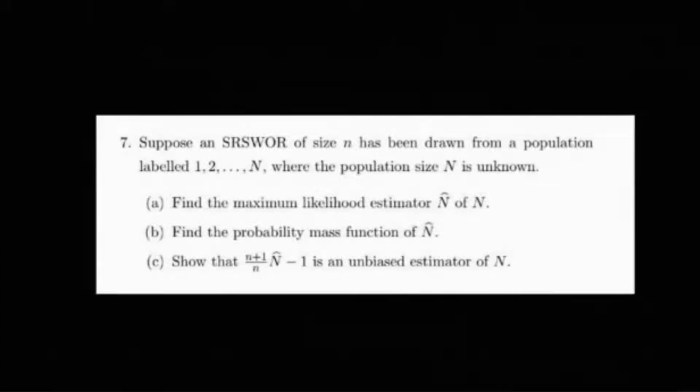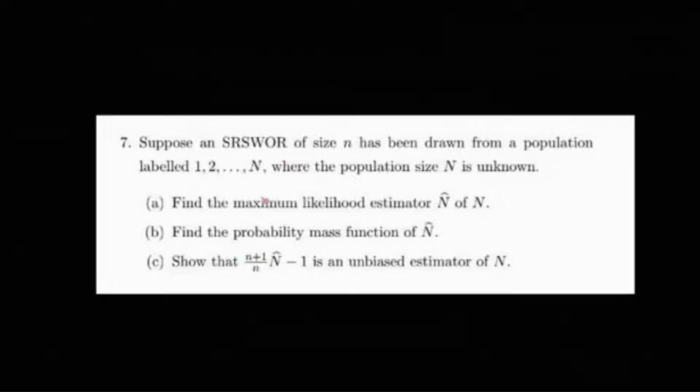Today we are going to solve this problem from ISI MStat 2019, problem number 7 from the PSB section. The problem says that suppose an SRSWOR of size n has been drawn from a population labeled 1 up to N, where the population size capital N is unknown. First, find the maximum likelihood estimator N hat of N. Second, find the probability mass function of N hat. And lastly, show that (n+1)/n times N hat minus 1 is an unbiased estimator of N.